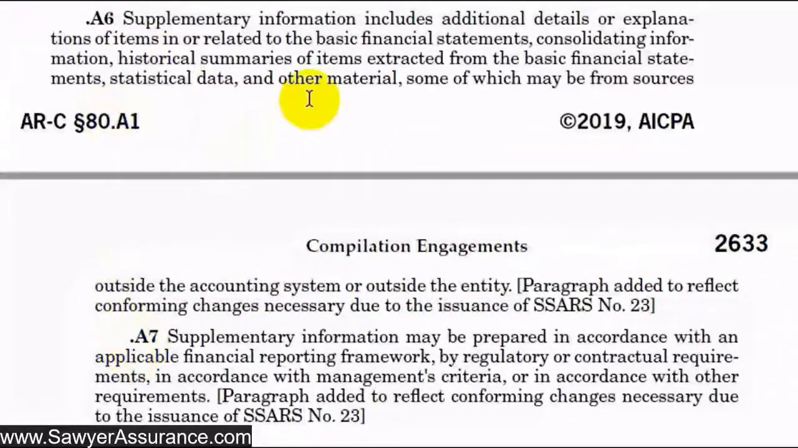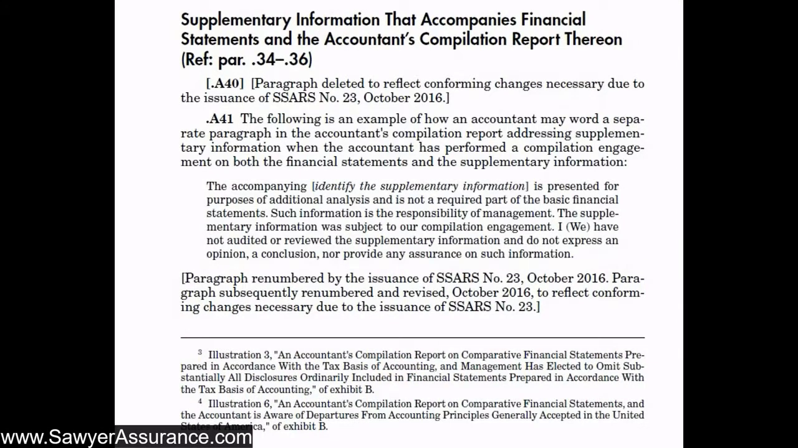So here at A6 and A7, we have some additional information about what supplementary information is, and it says it includes additional details or explanations of items in or related to the basic financial statements. For instance, consolidating information, historical summaries of items extracted from the financial statements, statistical data, and other material, some of which may be from sources outside the accounting system or outside the entity. And so the supplementary information may be prepared in accordance with the applicable financial reporting framework by regulatory or contractual requirements, in accordance with management's criteria, or in accordance with other requirements. So this supplementary information doesn't necessarily have to be under the applicable financial reporting framework that the financial statements are under.